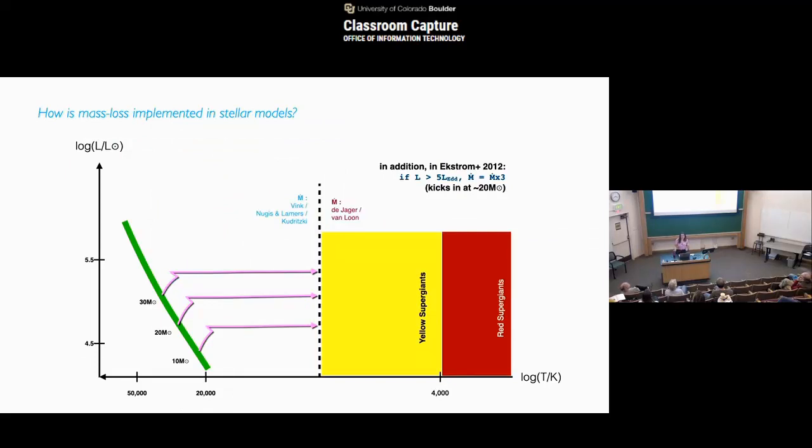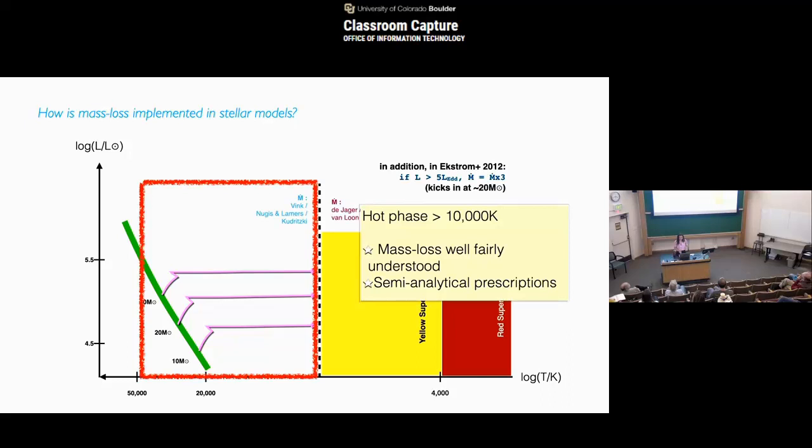But it's important to know how mass loss rates are actually implemented in stellar models. So it's not a first principles thing. These models require input from empirical or semi-empirical recipes. And it's basically split into two regions on the HR diagram. So above 10,000 Kelvin, stars are in the hot phase. And in this phase, mass loss rates are fairly well understood. We have a pretty good theoretical model for what's going on. So the prescriptions that are used there are all semi-analytical.